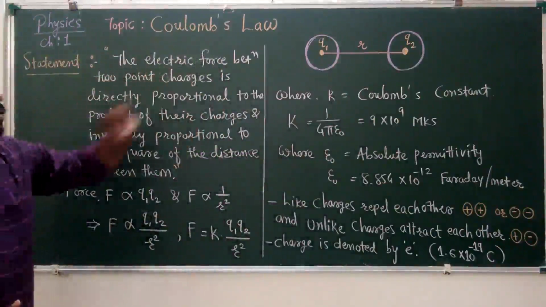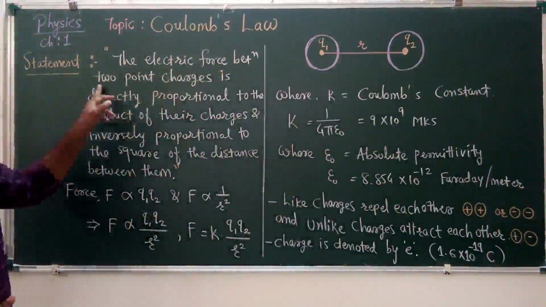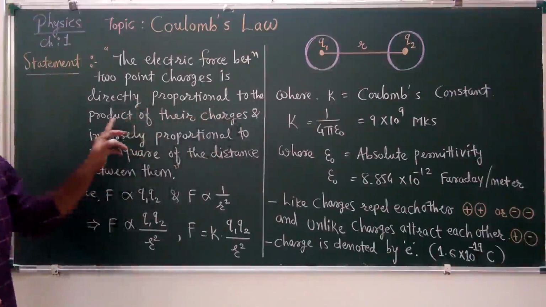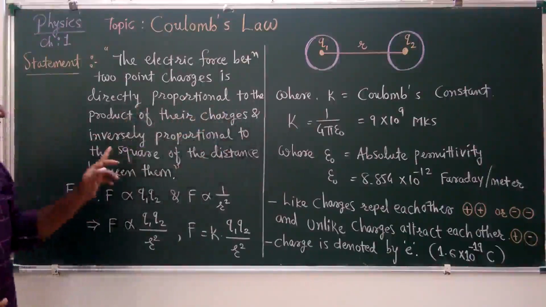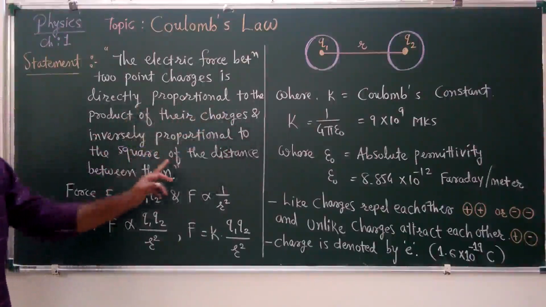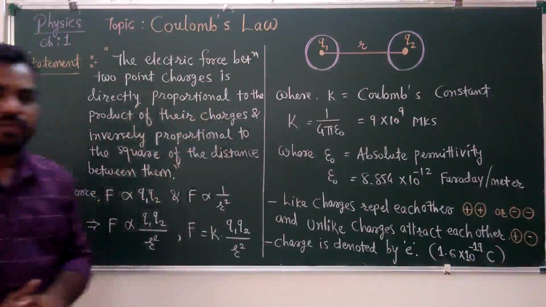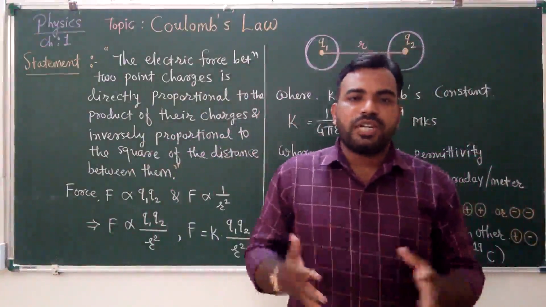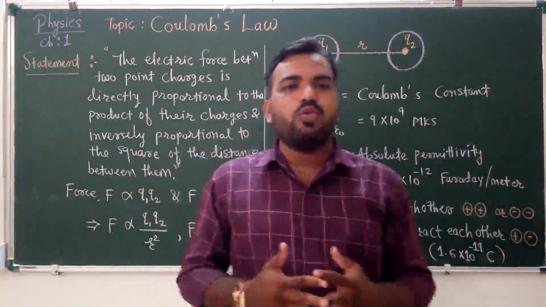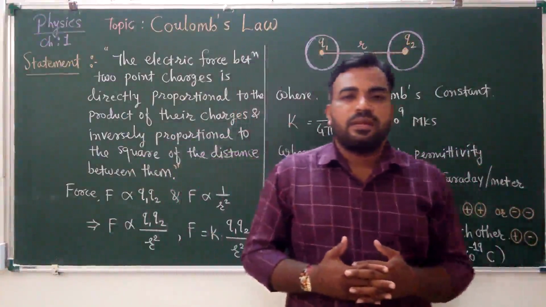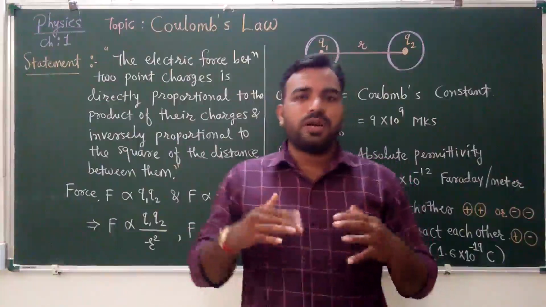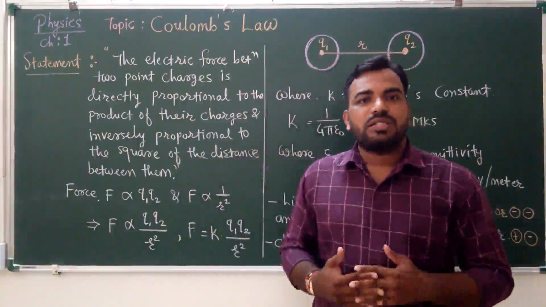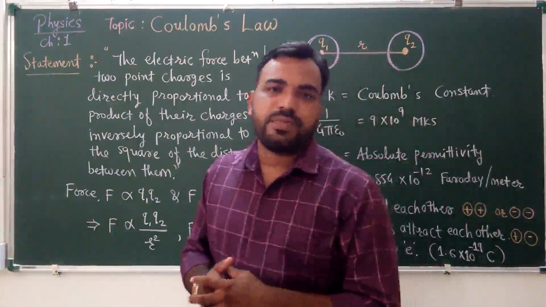The electric force between two point charges is directly proportional to the product of their charges and inversely proportional to the square of the distance between them. This is the statement of Coulomb's law. Whatever force is there between two point charges is directly proportional to the product of their charges and inversely proportional to the square of the distance between them.